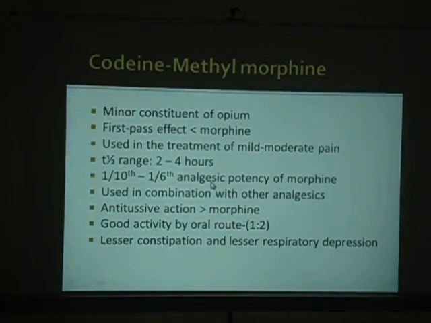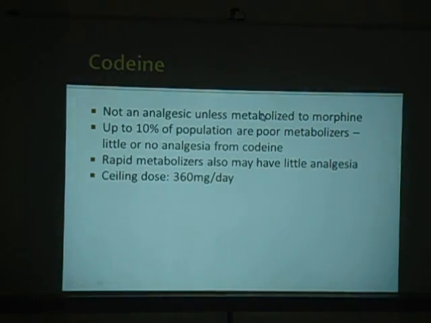So T-half here is around 2 to 4 hours. The side effects such as constipation, CNS depression, sedation, all these things are comparatively less with codeine. So antitussive action is better than that of morphine, with oral availability, less constipation and less respiratory depression. So codeine is not an analgesic unless it is metabolized. Okay, up to 10% are poor metabolizers. That means in these patients there will not be any analgesic effect. So rapid metabolizers, they have the analgesia.